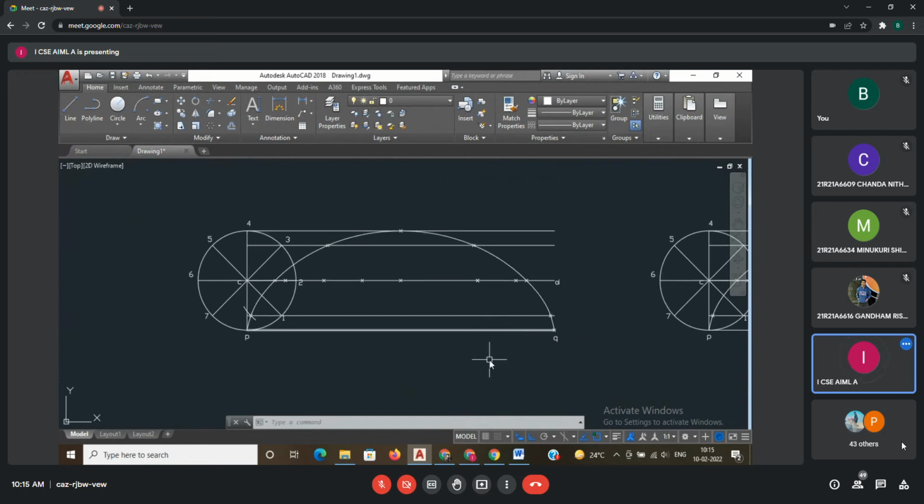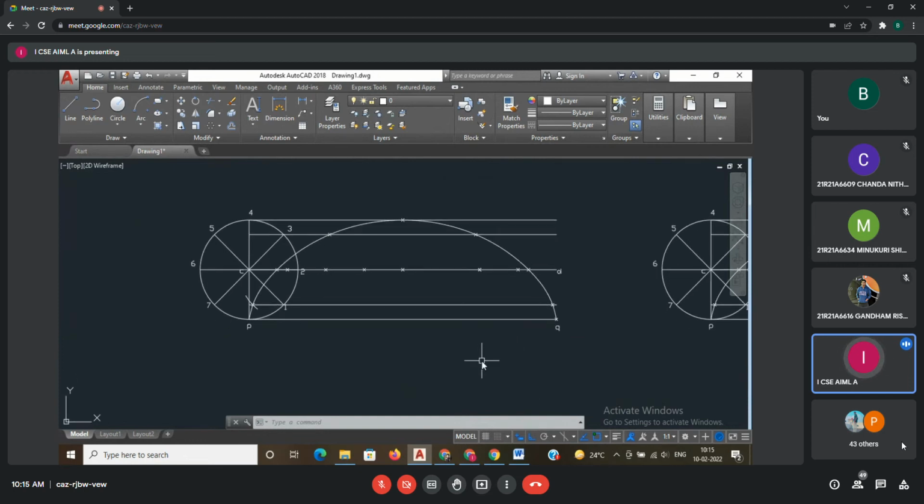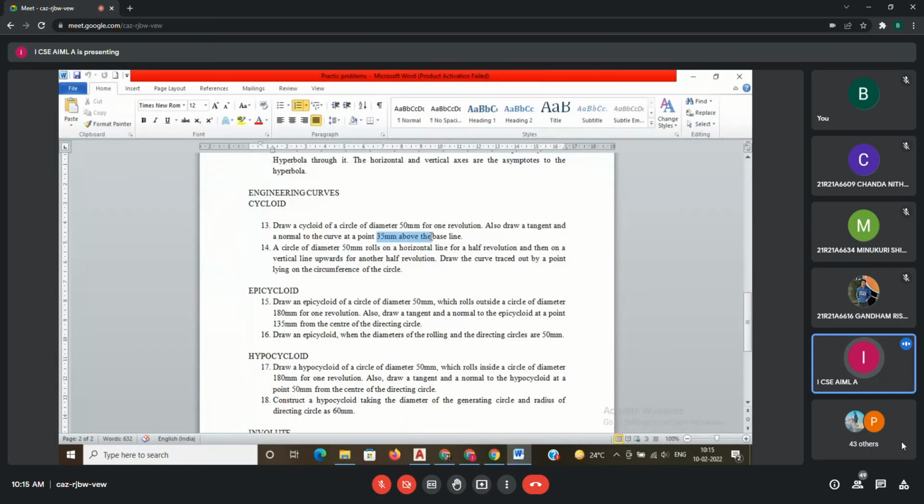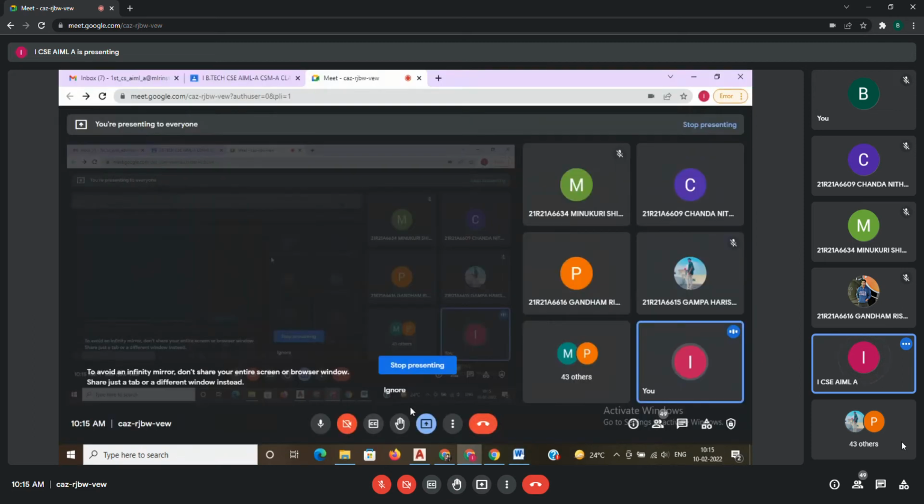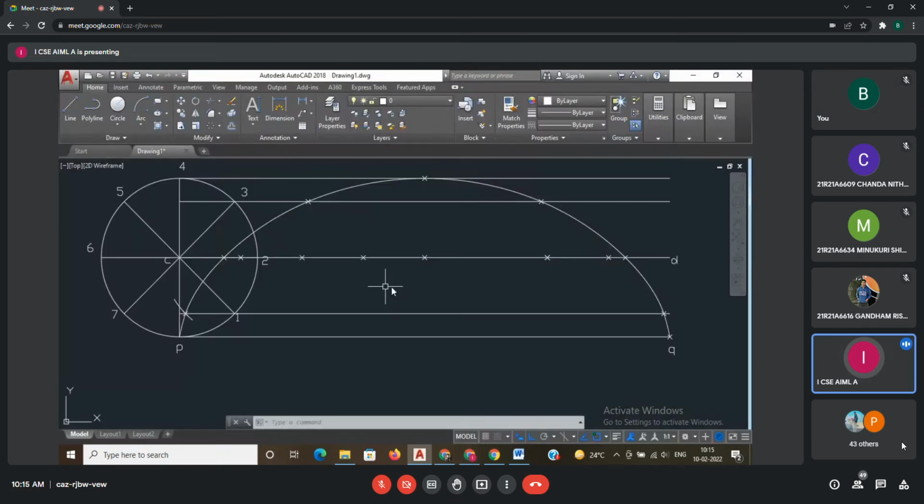Next, after this, what you have to do? You have to draw the tangent and normal. They have given 35 mm from the baseline. Tangent and normal, 35 mm from the base.